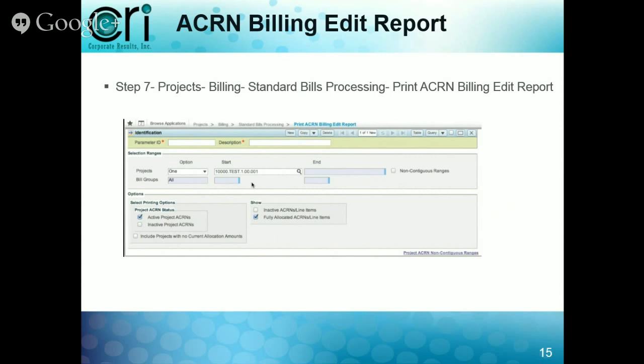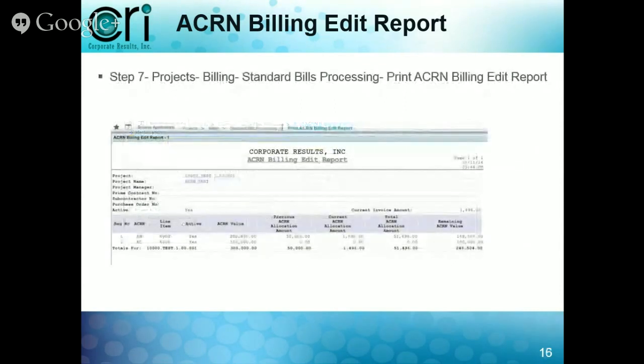So the next screen we're going to show here is the actual edit report that you would get out of it. And as you can see here, it tells you the project name, whether it was active or not, and then it shows you that ACRN table that we had set up, how it's actually allocating the bill cost from standard bills against those particular ACRNs, okay?